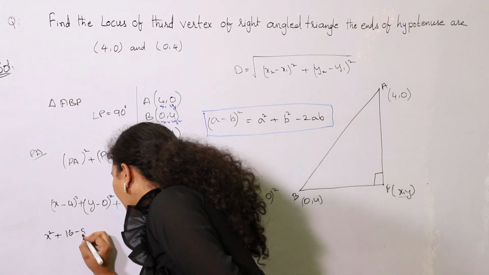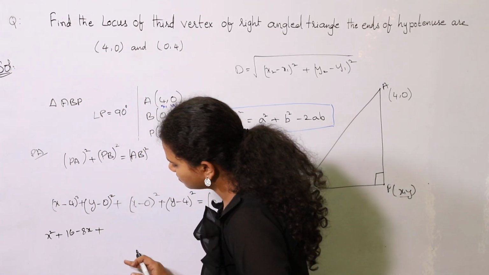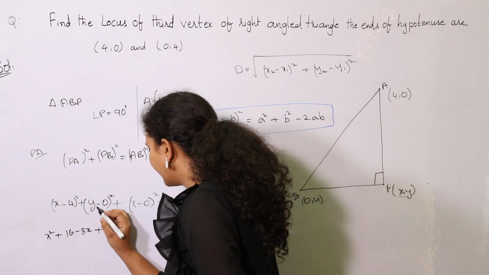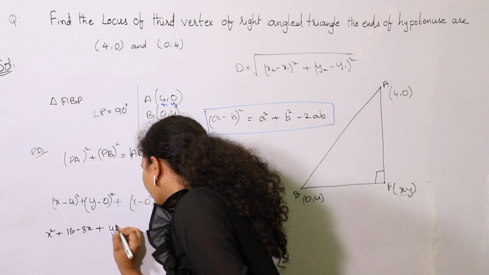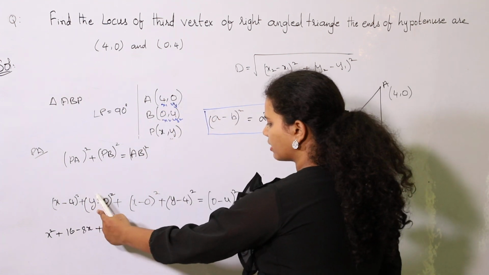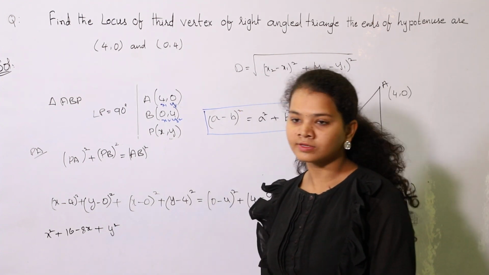This gives what? 8x. Clear? Plus, okay, 8x plus, so here a minus b whole square. This gives what? y square, because a square means y square plus 0 square is 0, where 2 into 0 gives 0.